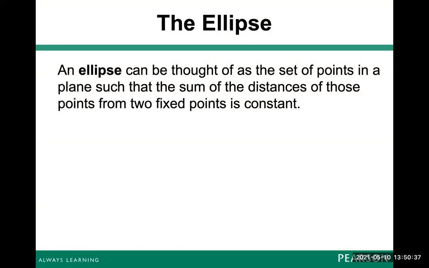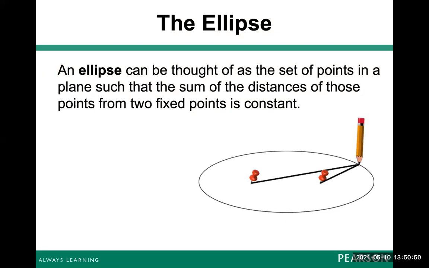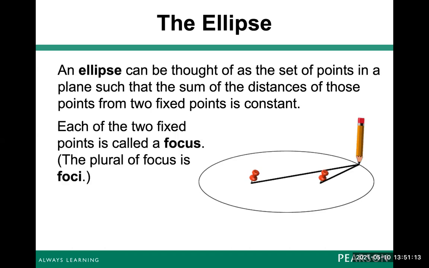An ellipse can be thought of as the set of points in a plane such that the sum of the distances of those points from two fixed points is constant. And don't worry, here's a picture. Imagine taking a piece of cardboard and sticking two push pins in the cardboard and then connecting those push pins with a long piece of string. If you used the long piece of string to trace a shape with your pencil, that shape would be sort of an oval, and that oval is called an ellipse.